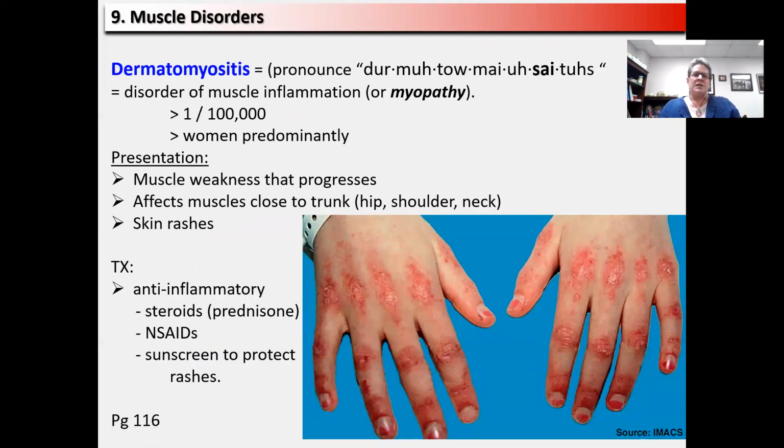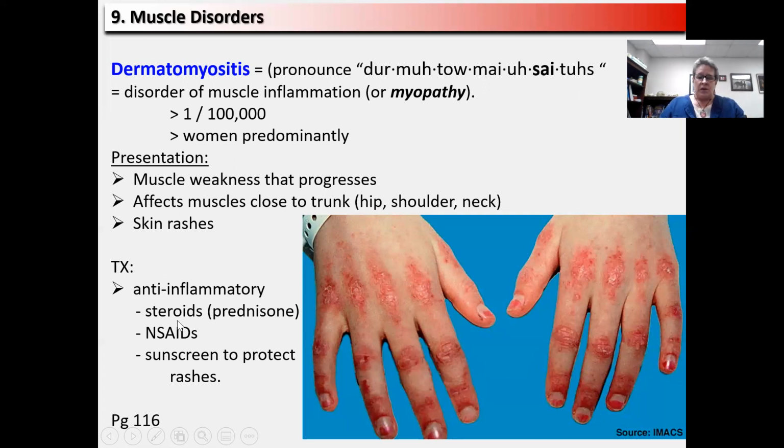Another muscle disorder is dermatomyositis. It's a myopathy. Myo means muscle, and pathy means pathology. In this condition, they get muscle weakness that progresses over time. It tends to affect the muscles close to the trunk, meaning your legs close to the hip and your arms close to the shoulder, and it also causes skin rashes. So the treatment is to take anti-inflammatory drugs.